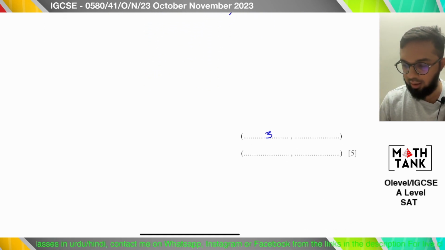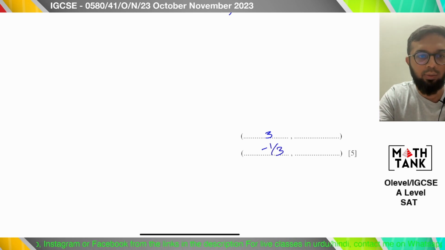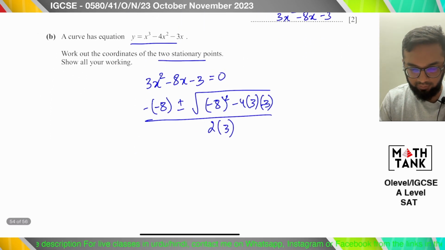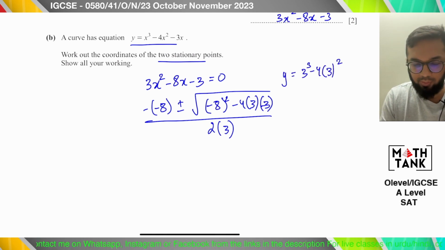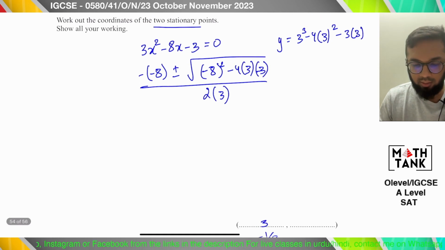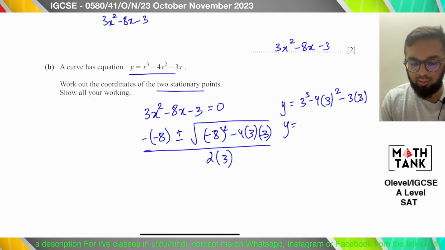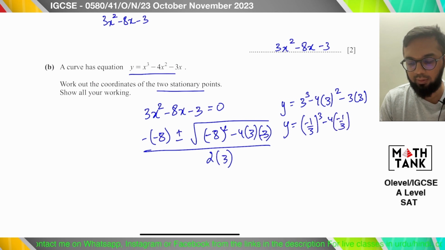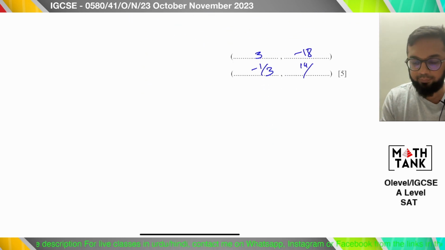3 and minus 1/3. Let's check if those are the correct answers. I don't get anything wrong. I need to still find the y coordinates, so I'm going to find the y coordinates by plugging them in. Y equals 3 cubed minus 4 times 3 squared minus 3 times 3. That should give me minus 18 and minus 1/3 cubed minus 4 times minus 1/3 squared minus 3 times minus 1/3. And that should give me 14 over 27.